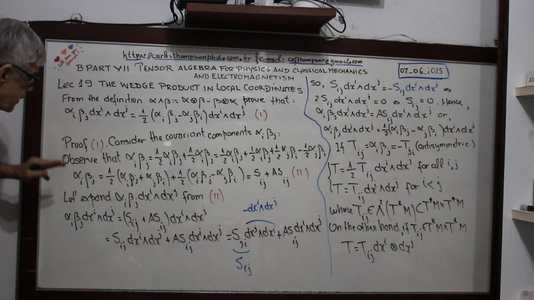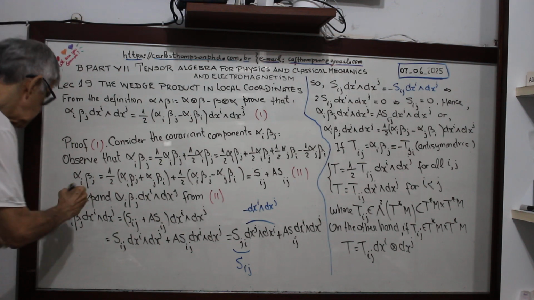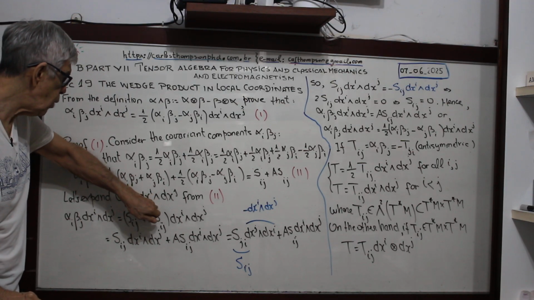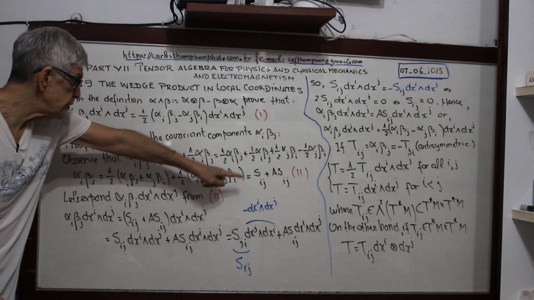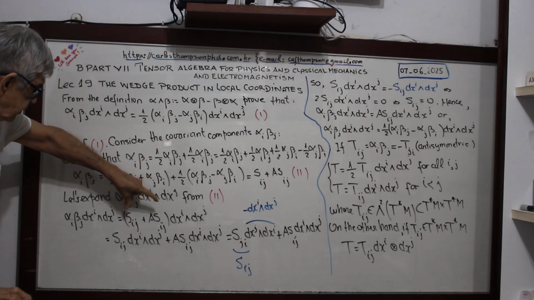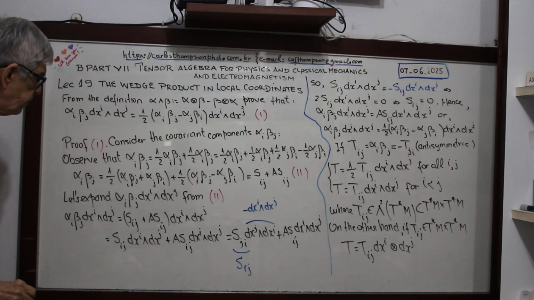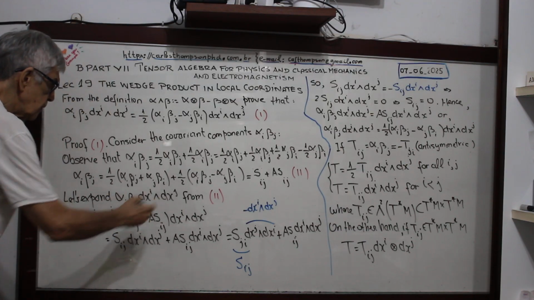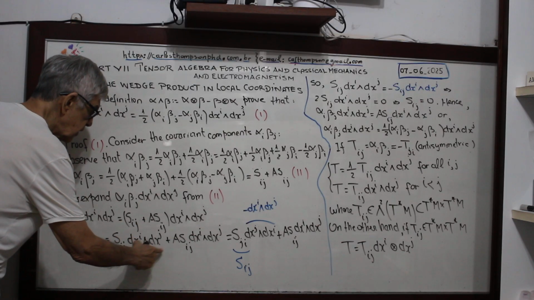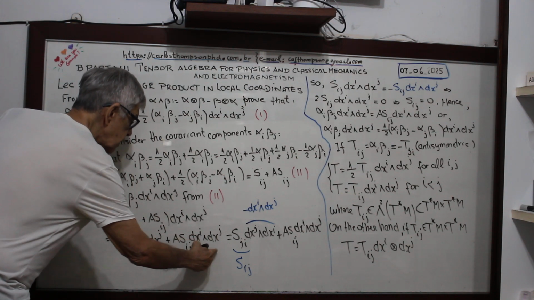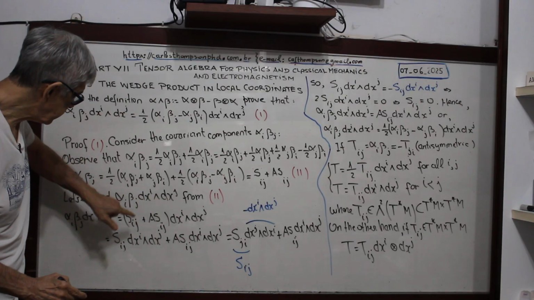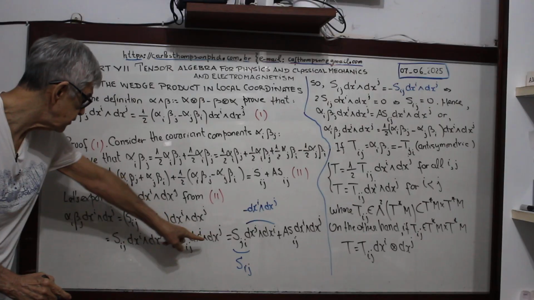Now let us expand alpha_i beta_j dx^i wedge dx^j from relation 2. I substitute S_ij and A_ij here, so we get S_ij dx^i wedge dx^j plus A_ij dx^i wedge dx^j. I expand this times this and this times this, and I wrote it over here.